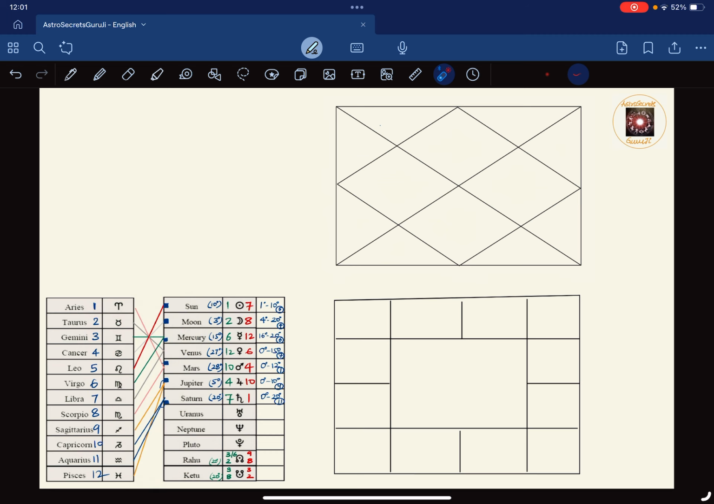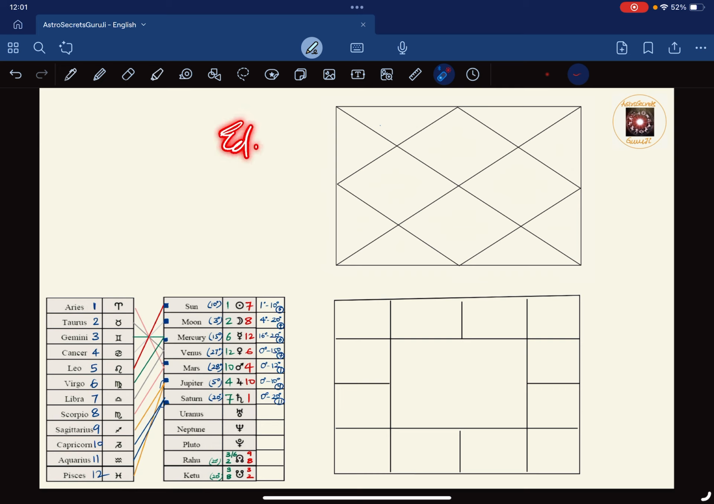And what does it mean? Cardinal, in Hindi known as char signs, are outgoing and enterprising. Fixed signs are very intense and resistant to change. And when you have mutable signs, they are basically adaptable. So that is how you can understand the quality of different signs.